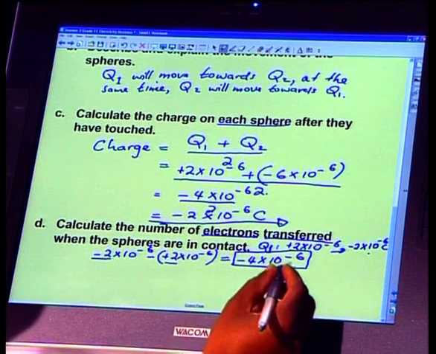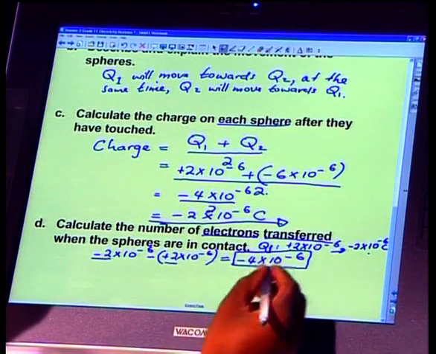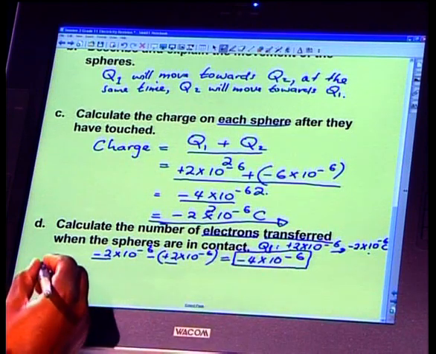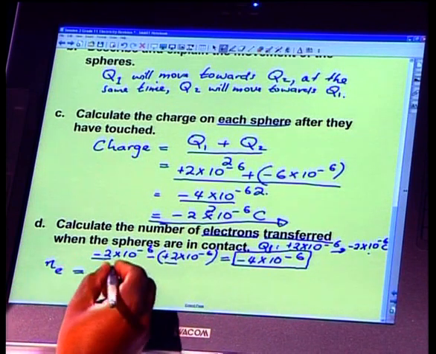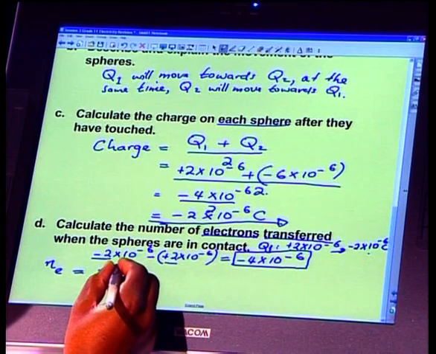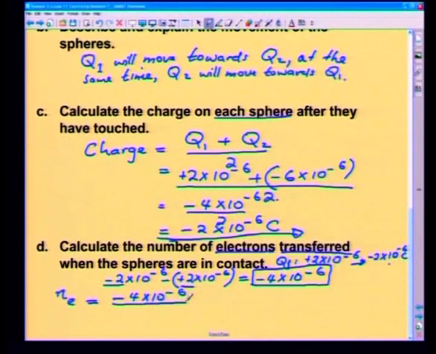Now, if we want to know how many electrons caused this, the number of electrons that caused this will be this charge, minus 4 by 10 to the power minus 6, divided by the charge on an electron. Now, do you remember the charge on one electron? The charge on an electron is minus 1.6 by 10 to the power minus 19.